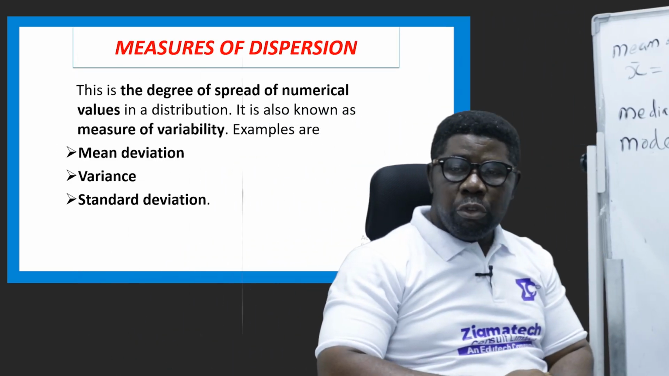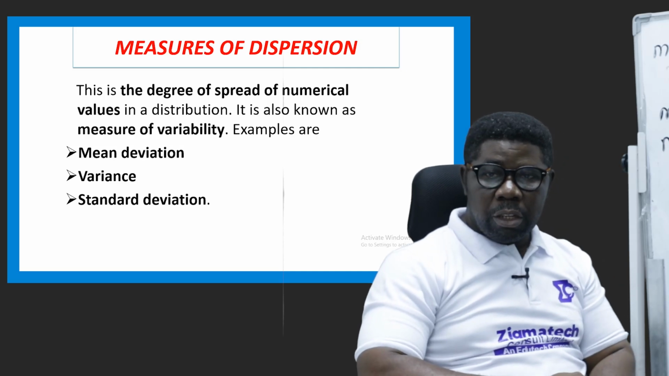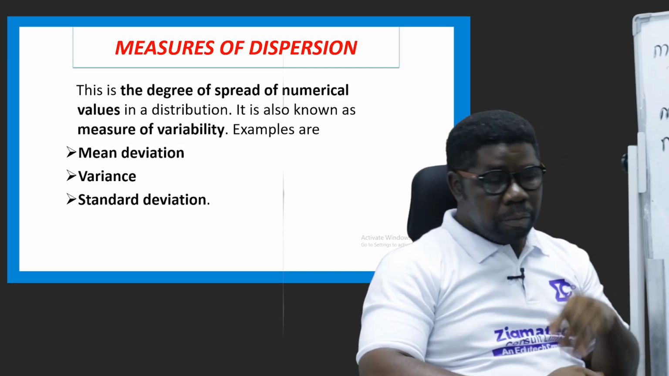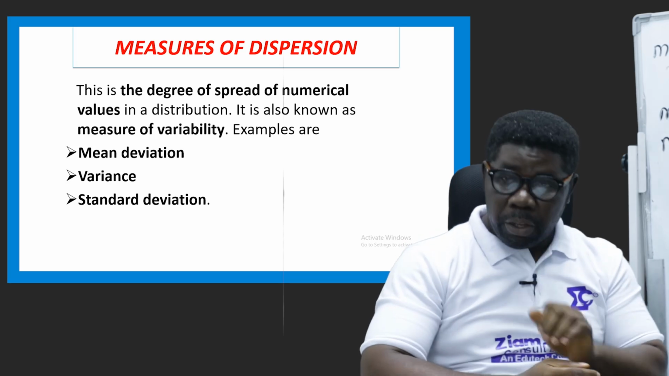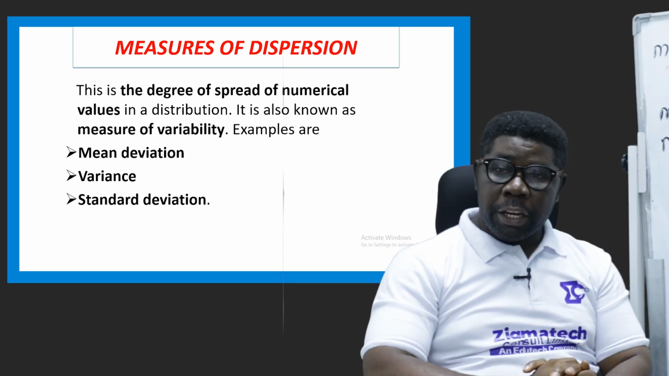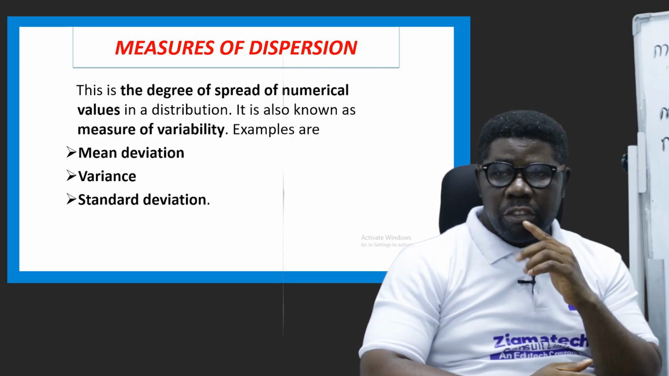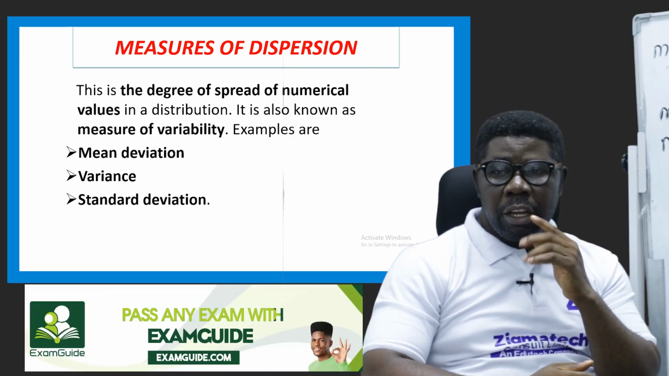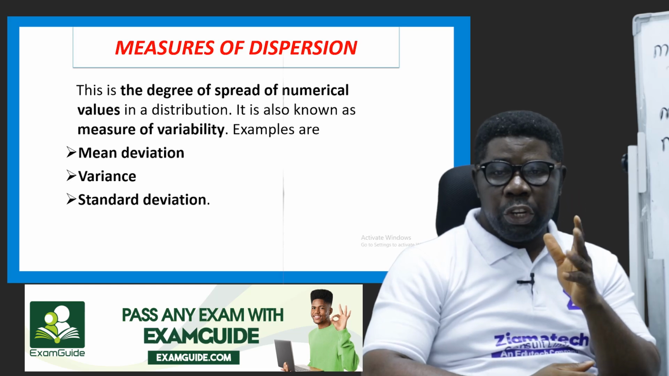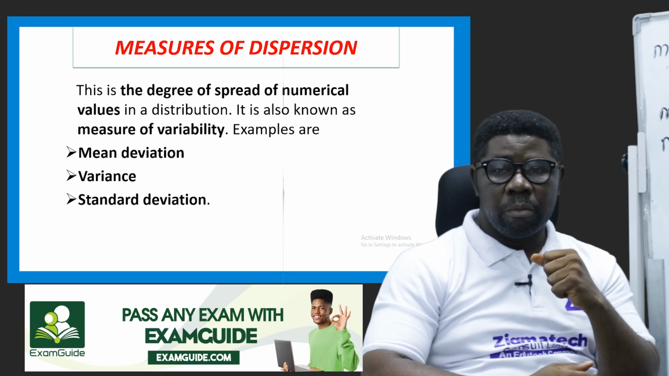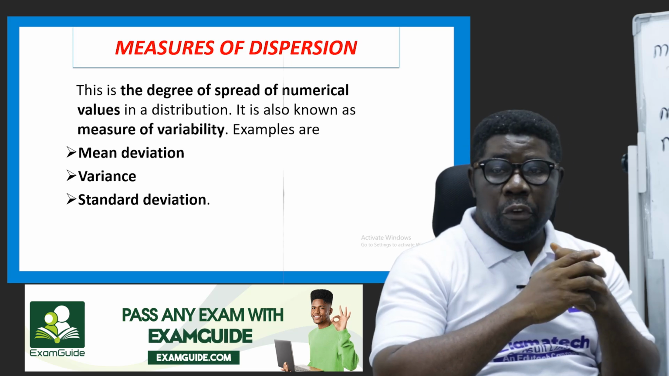Now, we move into measures of dispersion. What is the measure of dispersion? It is the degree of spread of numerical values in a distribution. It is also known as a measure of variability. Examples include mean deviation, variance, and standard deviation.